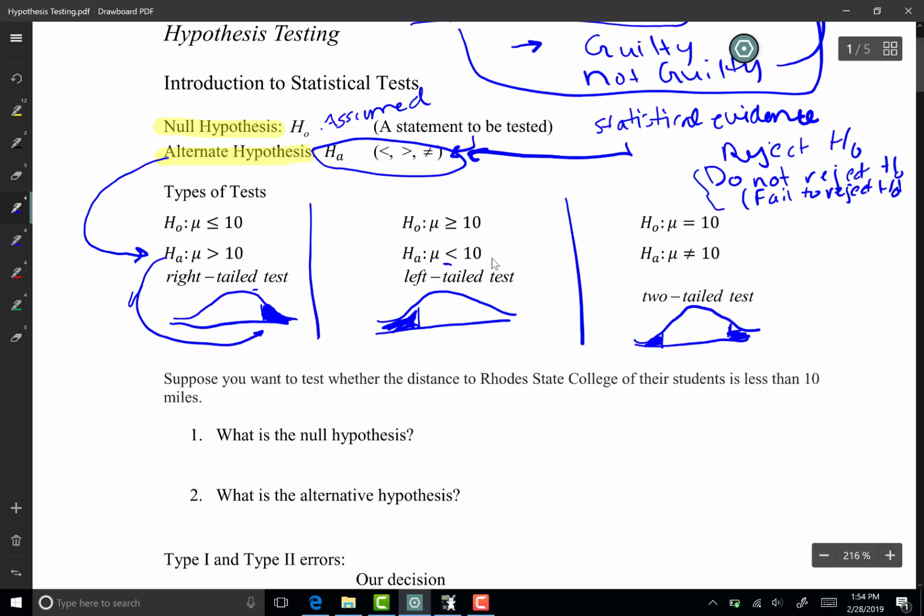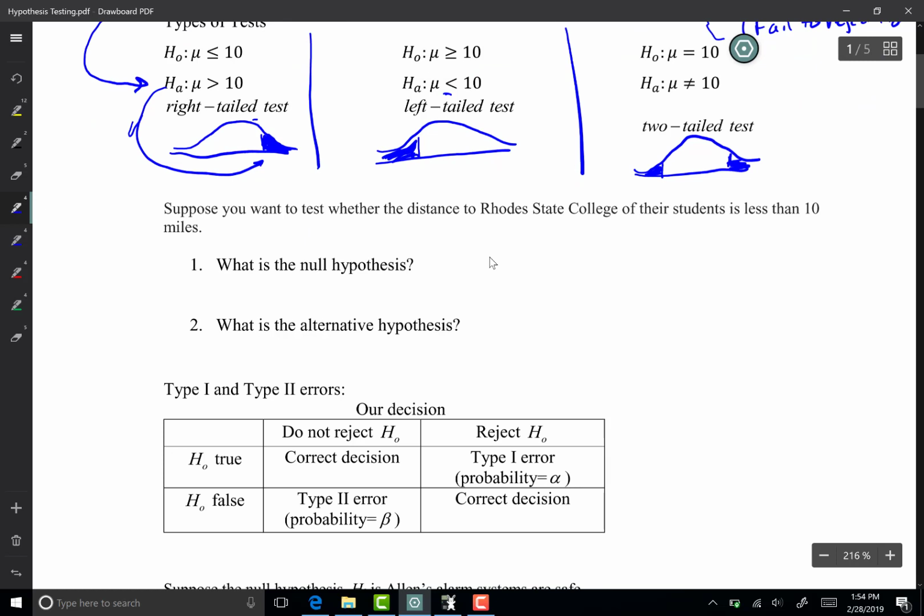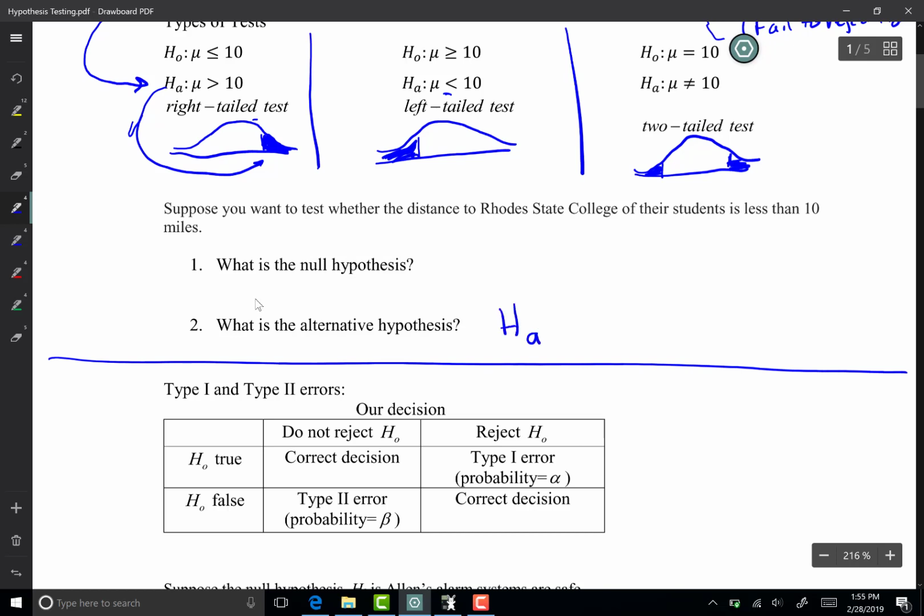All right, so when we see some examples, it might make a little more sense to you here. Suppose you want to test whether the distance to Rhodes State College of the students is less than 10 miles. Okay, so we think about the alternative first, that the average distance or population mean distance is less than 10 miles. That's what we want to test. So the alternative is less than 10. Well, then the null, okay, is the complement of that, or greater than or equal to 10. The equal sign is always in the null hypothesis.